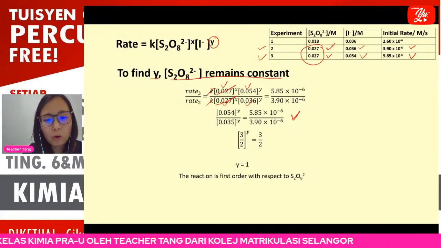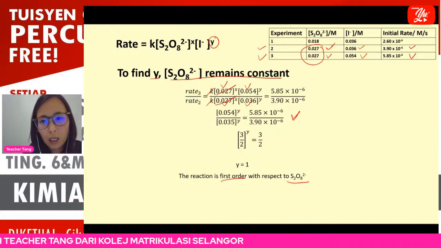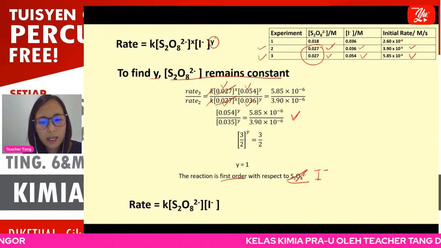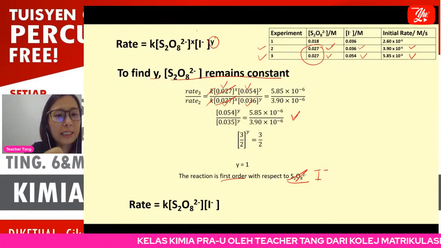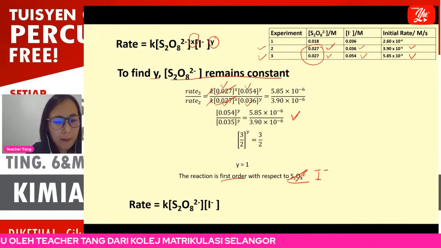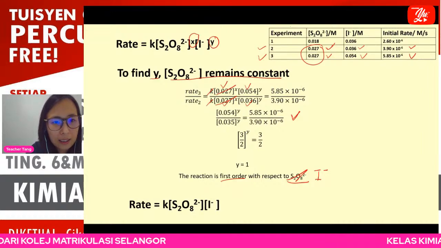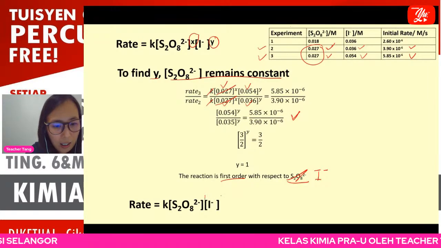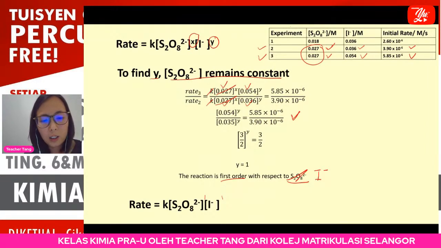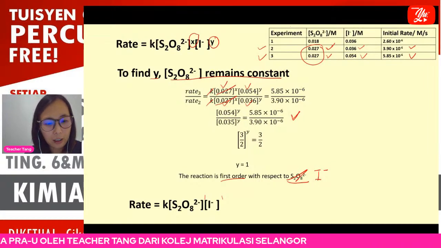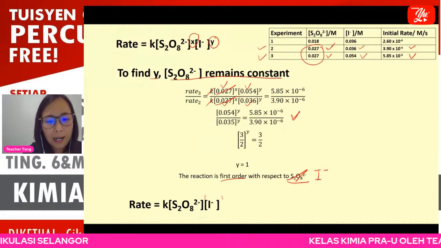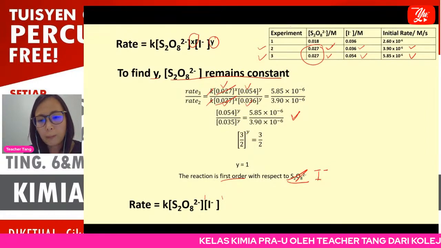Therefore, the reaction is also first order with respect to iodide ion. So after we have found x and y, now we can rewrite our rate law equation by substituting in the x and y. Since x and y are 1 and 1, our rate law or rate equation can be written as rate is equal to the rate constant k multiplied by the concentration of reactant S2O8 2 minus raised to the power of 1 multiplied by the concentration of iodide ion raised to the power of 1.